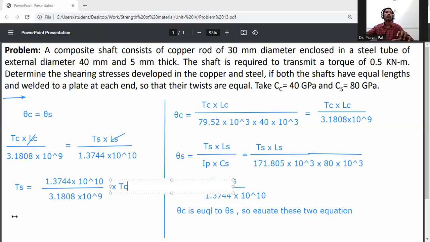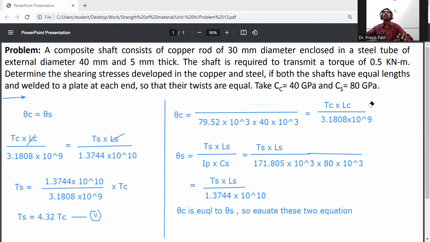In terms of TC, we get one equation here: 1.3744 into 10 raised to the power 10 divided by 3.1808 into 10 raised to the power 9. So we get 4.32 into TC. Put this in equation number 1, and this one is equation number 2.